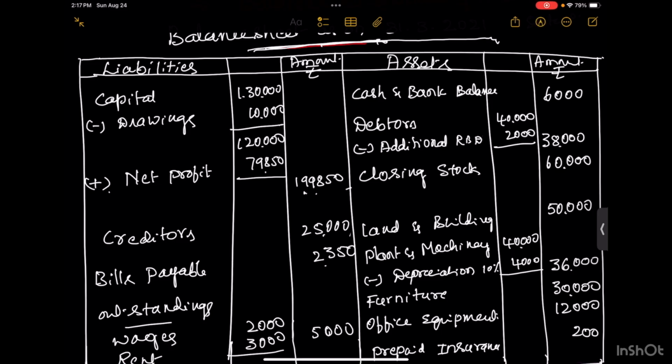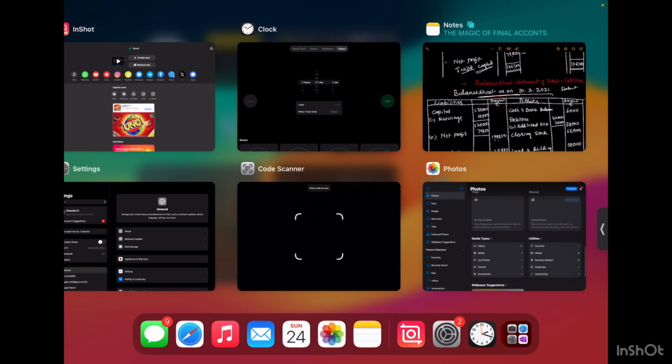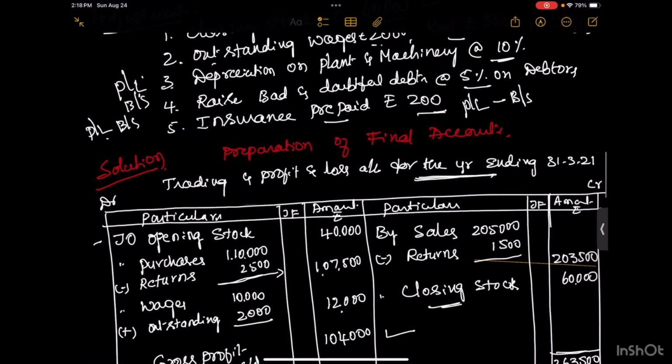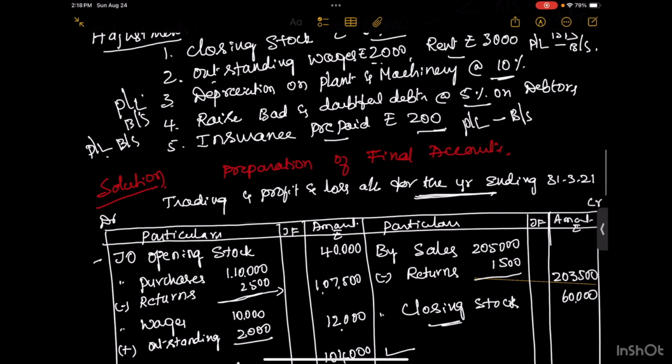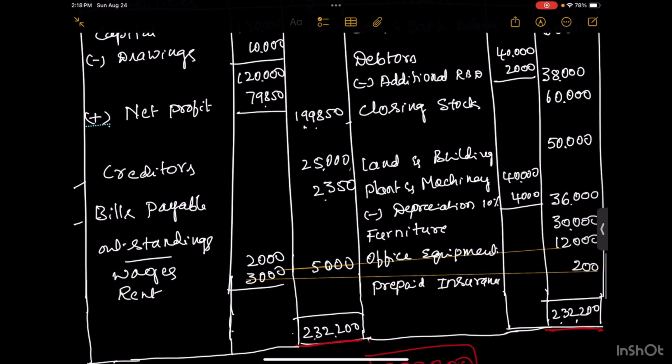Then we have the liabilities: creditors, bills payable, and what is given in the adjustment. Look here, we have outstanding wages and rent. That outstanding wages and rent is to be taken here. Clear? So wages 2,000, rent 3,000, total 5,000, transferred to the outer column.